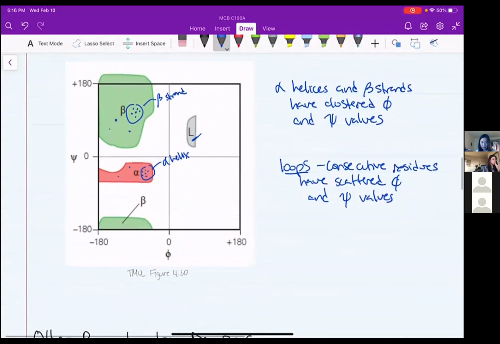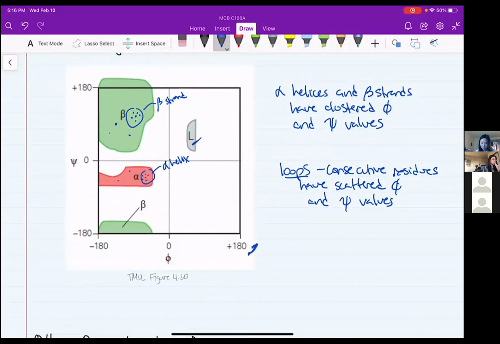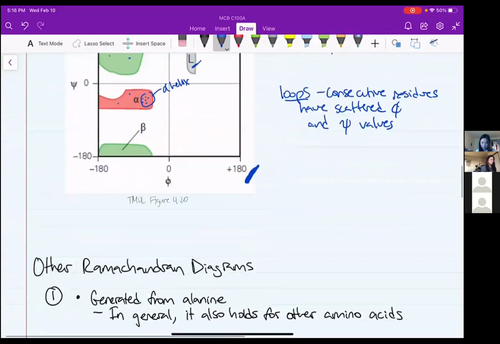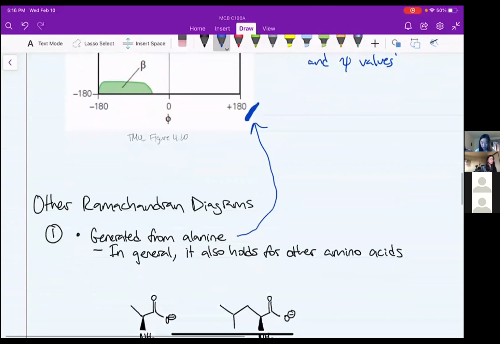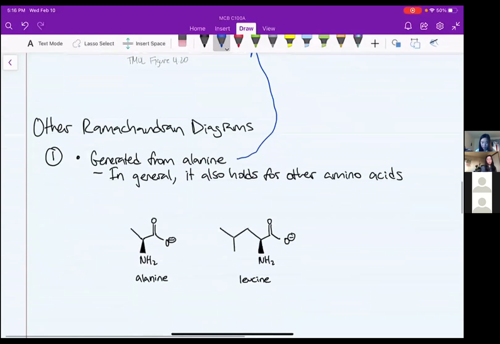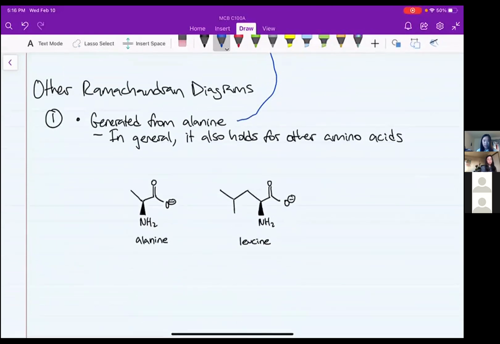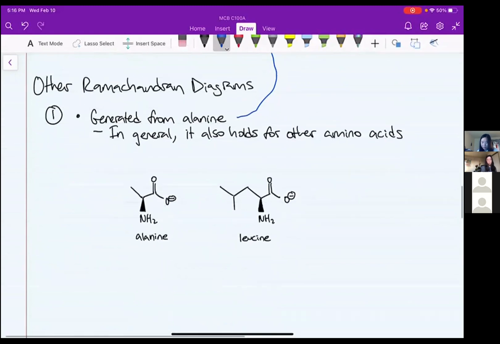And then there are some things that I do want to point out about this diagram in particular, because there are other variations of Ramachandran diagrams. So this one is generated from alanine. So taking alanine, trying different combinations of phi and psi, seeing if there's a collision or not. But in general, it does also hold for other amino acids. And hopefully you'll be able to see why. So I have alanine and leucine, but this is going to apply to other amino acids as well.